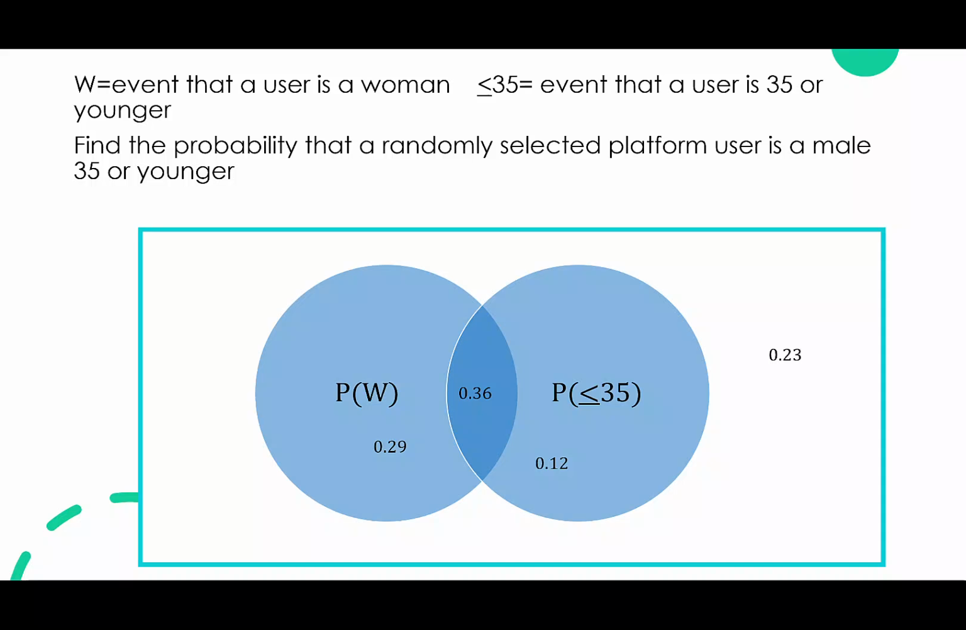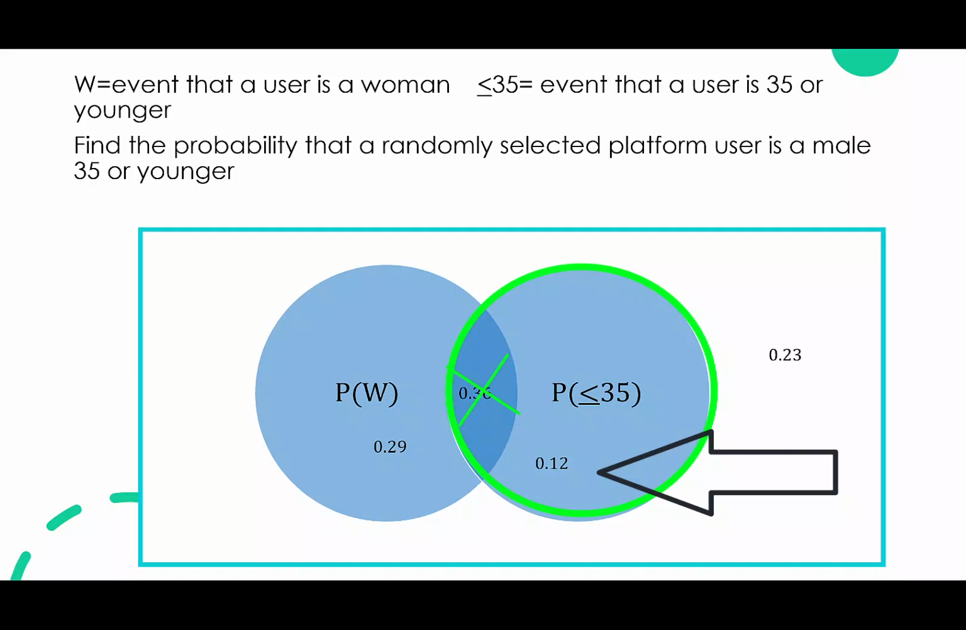Our first question says, find the probability a randomly selected platform user is a male 35 or younger. So we know we need to be inside the 35 or younger circle, but we don't want to be in the part that intersects women. That means we're only looking at this 0.12 that's 35 or younger, but not a woman. So our first answer is 0.12 or 12%.